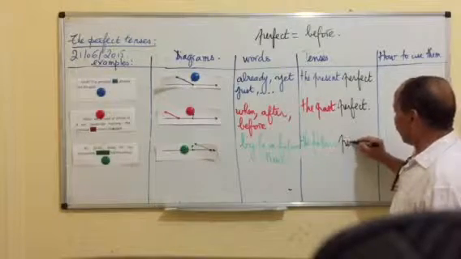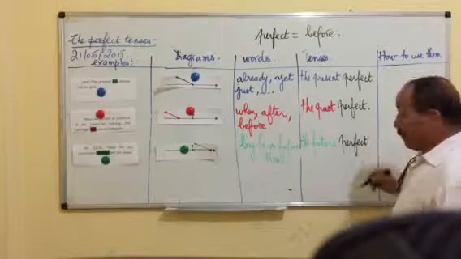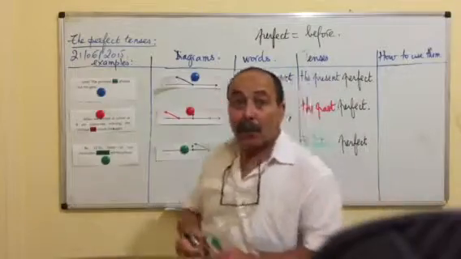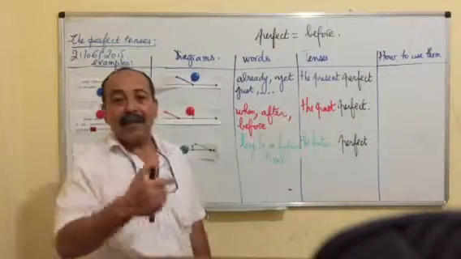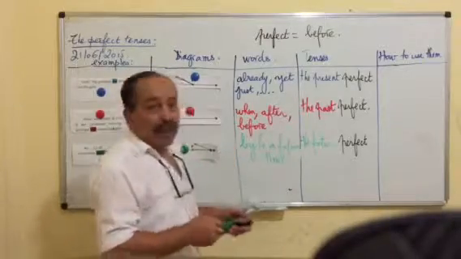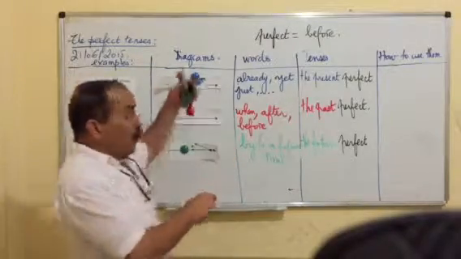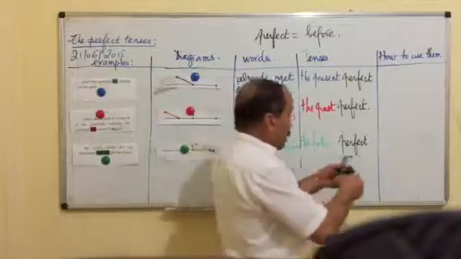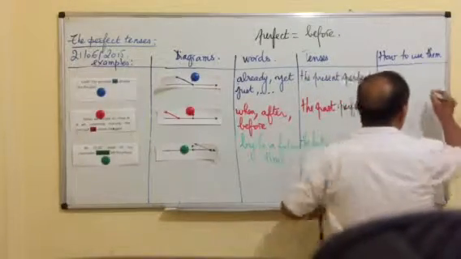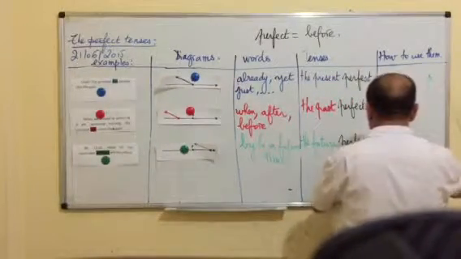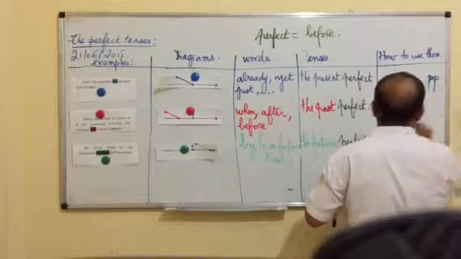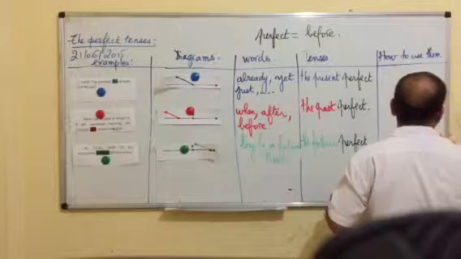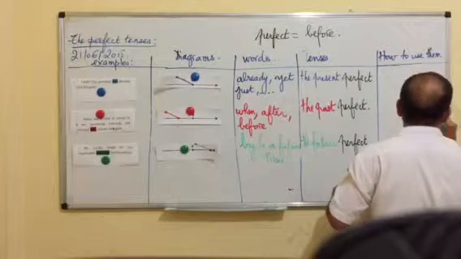Well, it's interesting now to look at how we could use these tenses. You might notice that all the three tenses use the past participle. Past participle, past participle.